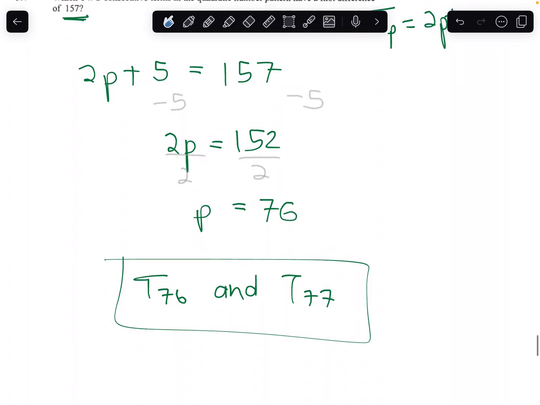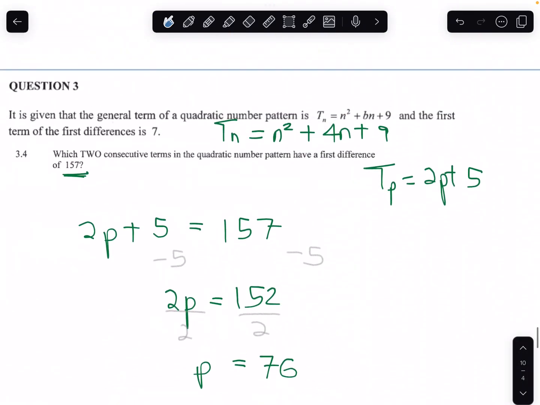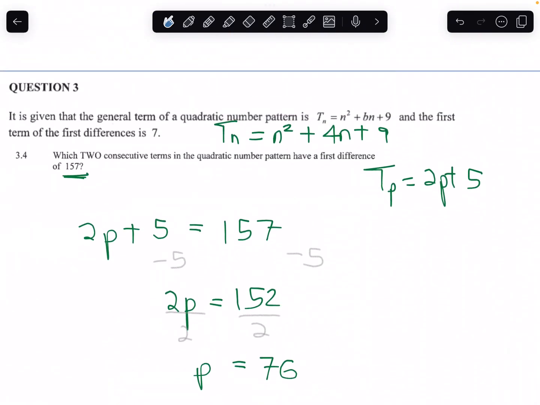So that is where the first difference will be 157. Let's double check with the memo. The memo says yes, between term 76 and term 77.